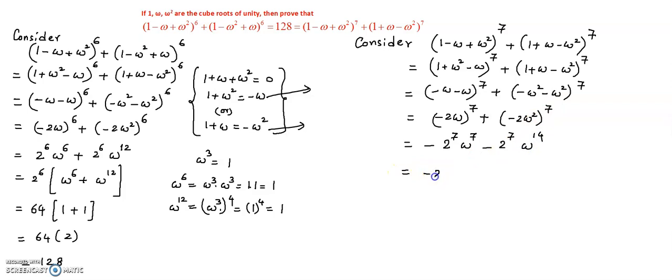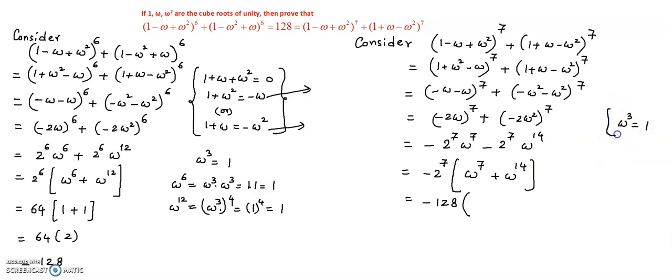So we can write minus 2 power 7 as the common term. Minus is common, 2 power 7 is also common. So we can take this common term outside. Remaining will be omega power 7 here and plus omega power 14 in the second term. So minus will remain as it is. 2 power 7, remember, is 128.